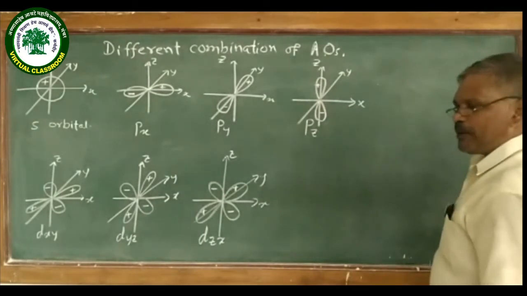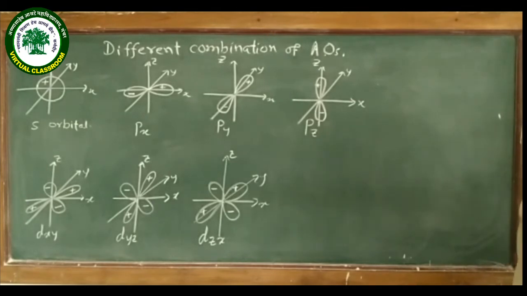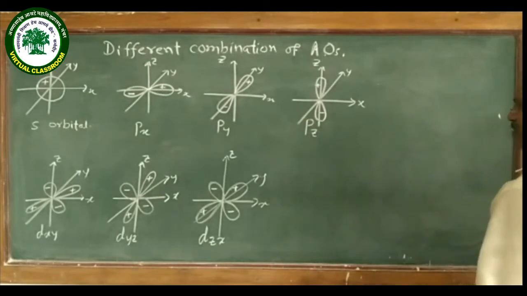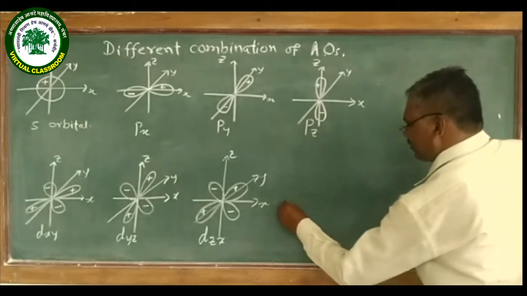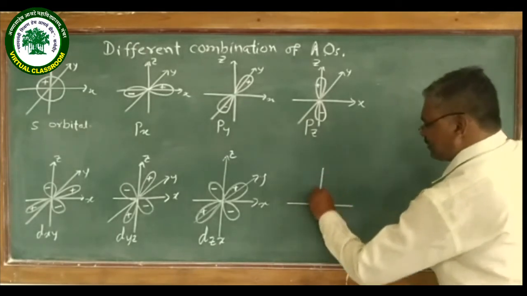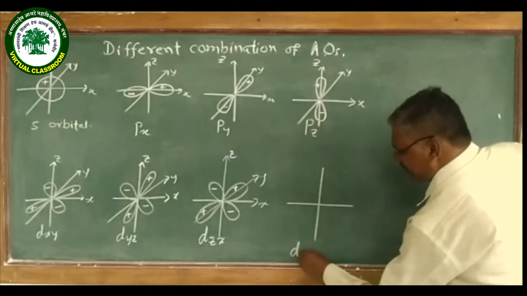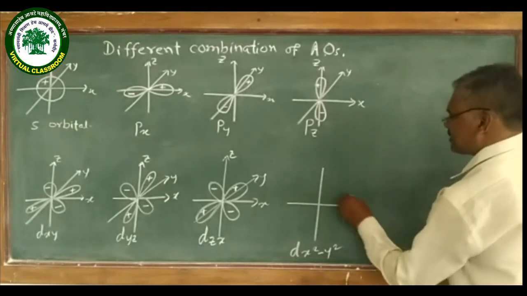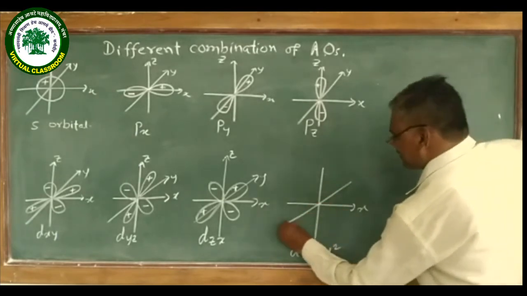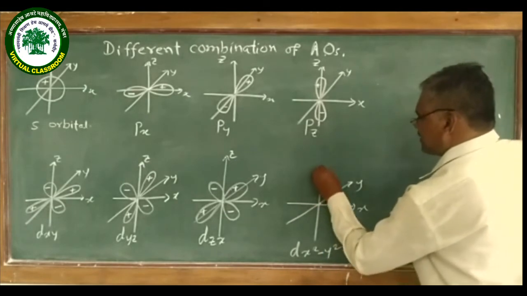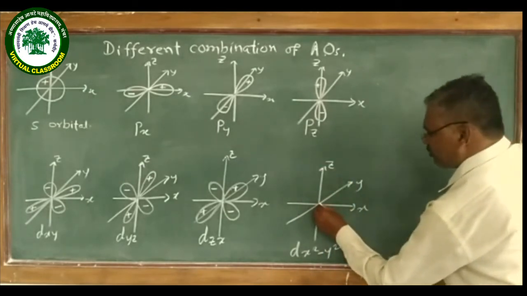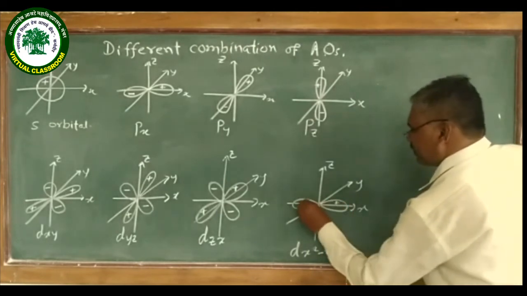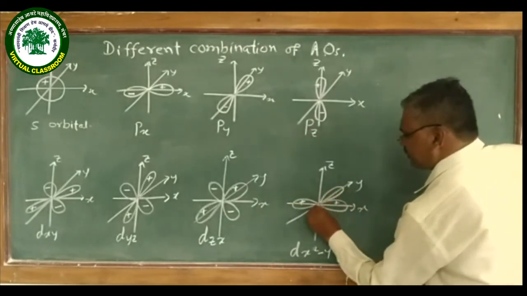Another two types of d orbitals are dx square minus y square and dz square. The main difference is that in case of dx square minus y square and dz square orbital, the lobes are along the axis. So first of all, we will see the shape of dx square minus y square. This is x-axis, this is y-axis and this is z-axis. Then the lobes will be along the axis. This is positive lobe and this is negative lobe.